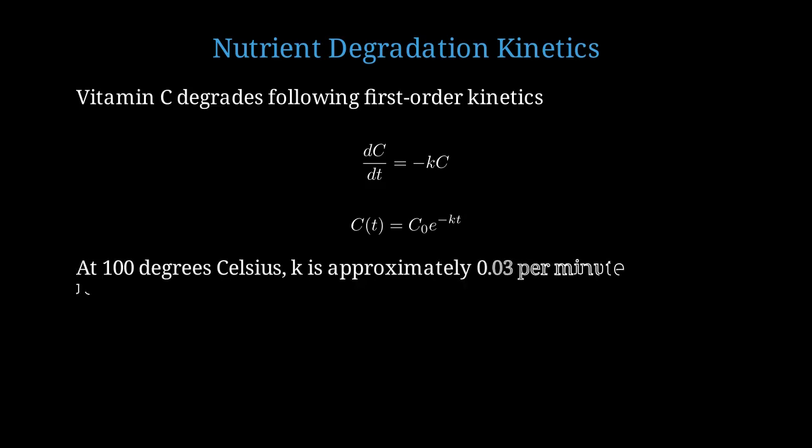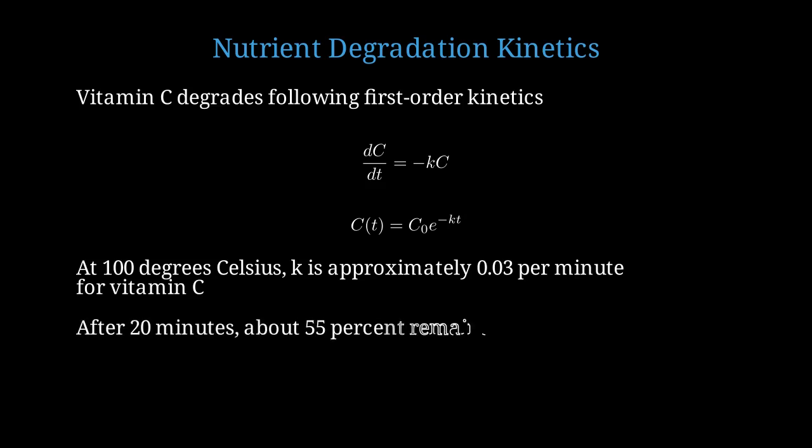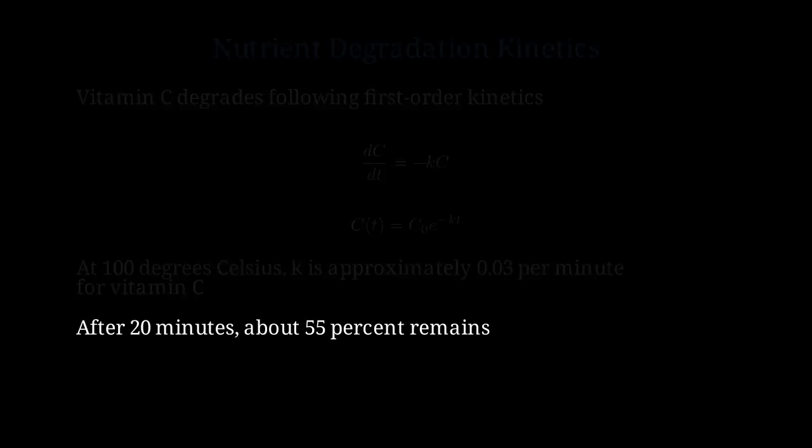At 100 degrees, the rate constant for vitamin C degradation is about 0.03 per minute. After 20 minutes of boiling, about 55% of vitamin C remains. e to the negative 0.6 equals approximately 0.55. This is one reason we shouldn't overcook vegetables. The longer you cook, the more nutrients you lose exponentially.